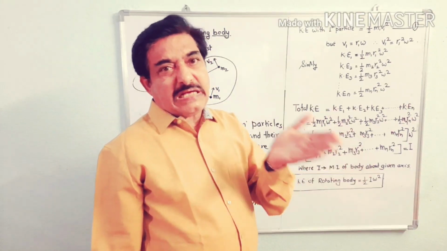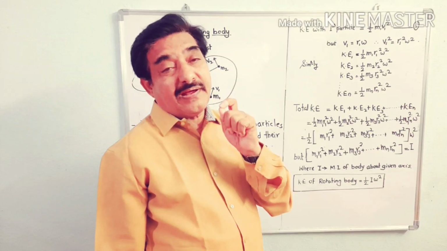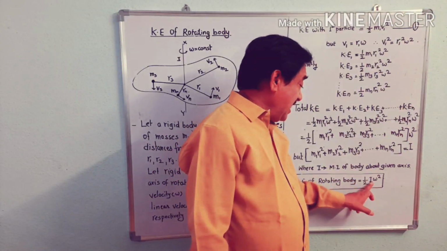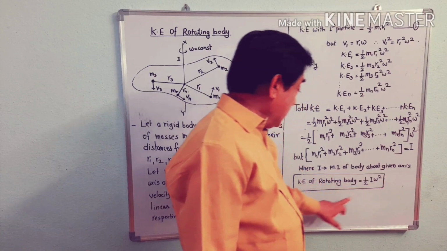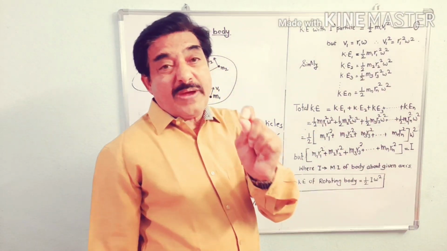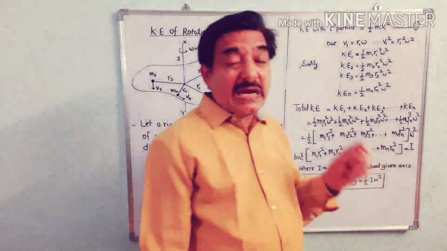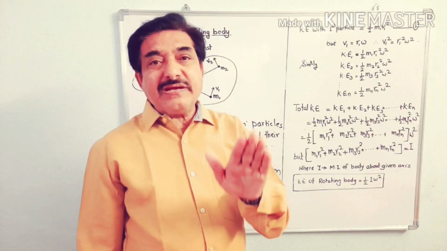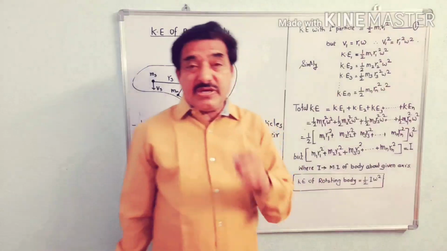If a question is asked to define moment of inertia, then we have to state the definition of moment of inertia I from this formula only. That is, kinetic energy is equal to 1 by 2 I omega square, and I is equal to 2 into kinetic energy upon omega square. If omega is equal to 1 radian, then moment of inertia is equal to twice the kinetic energy. Means moment of inertia is defined as twice the kinetic energy possessed by the body when it rotates with unit angular velocity.